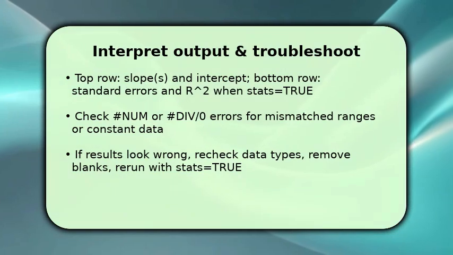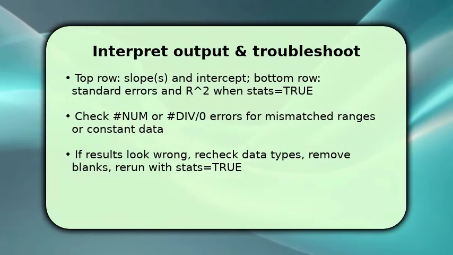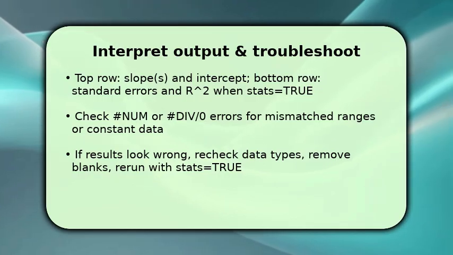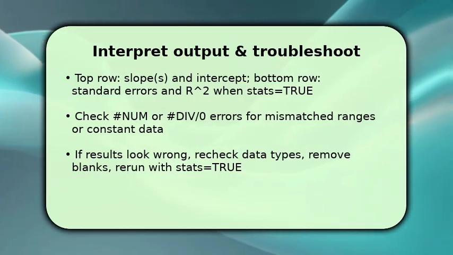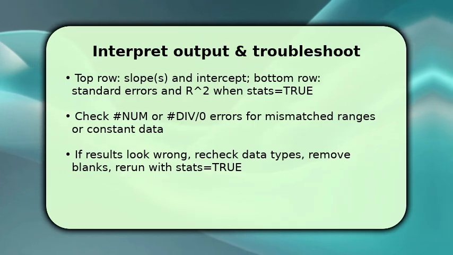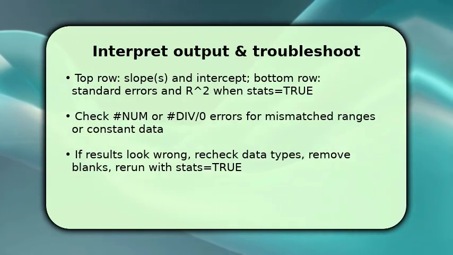You can now interpret the LINEST output. The first row gives coefficients, slopes then intercept, and the second row shows standard errors when stats is TRUE. Additional rows include R2 and standard error of Y.